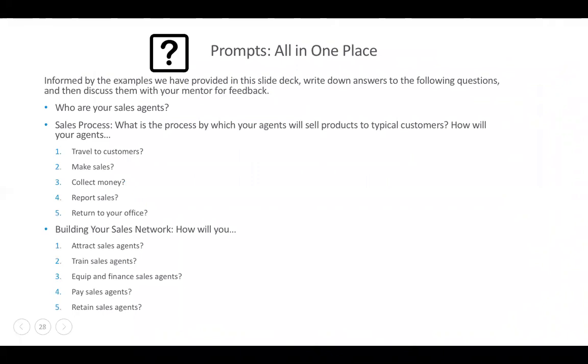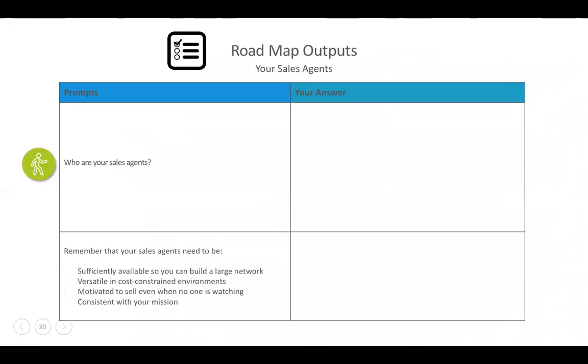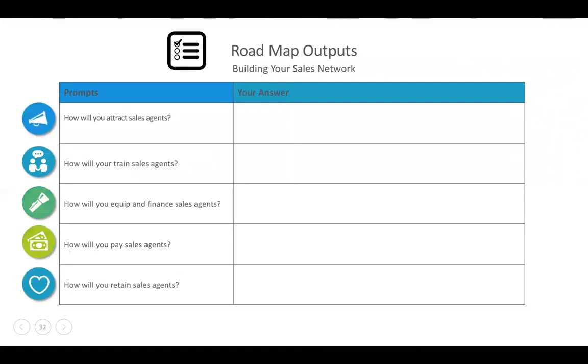So all of the prompts in this module are on this slide for your convenience. Let's go to the next slide to talk about your roadmap outputs. So use the worksheets on the next 3 slides to create the following roadmap outputs. The profile of your sales agents, the outline of your sales process, and finally, the outline of how you will build your sales network.